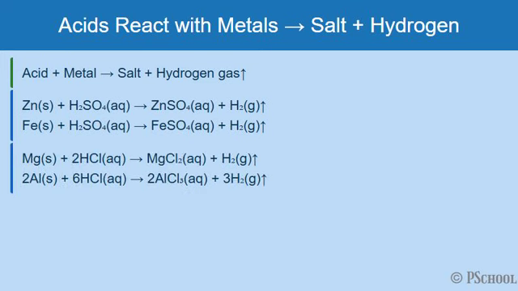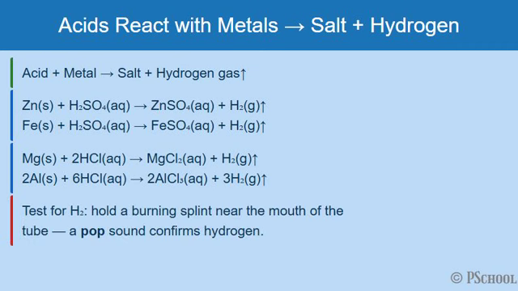Magnesium plus 2HCl gives magnesium chloride plus hydrogen. 2 aluminium plus 6HCl gives 2 aluminium chloride plus 3 hydrogen. Test for hydrogen: hold a burning splint near the mouth of the tube. A pop sound confirms hydrogen.